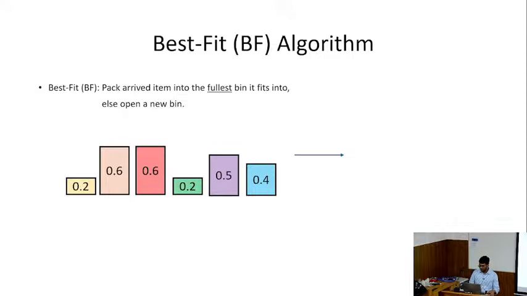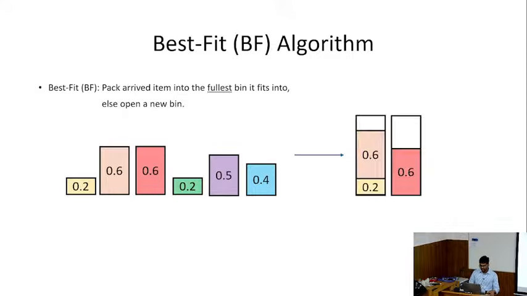So the first three items are packed like this. Now the green item comes, which can fit into these two bins, but we pack it in the first bin because that's the fullest bin among these two. And 0.5 and then 0.4 comes again. We pack it in the second bin, even though it fits in the second and third bins, because that's the fullest.